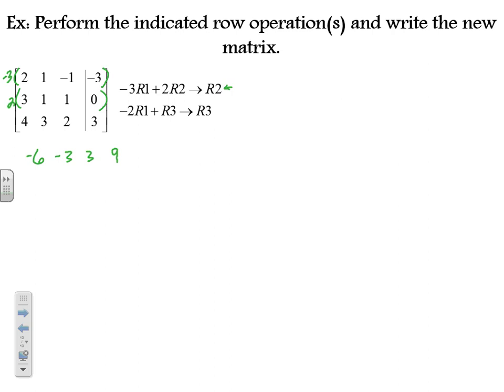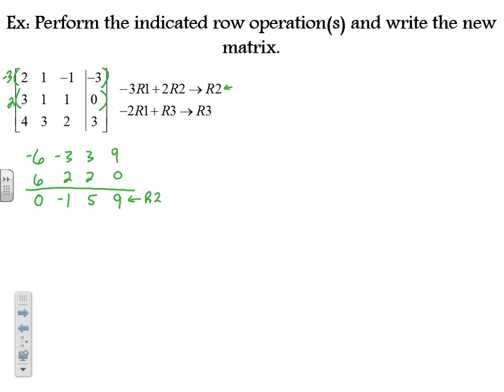So now multiply the 2 through the second row, and I'll get a positive 6, a positive 2, another positive 2, and a 0. And we're going to add those two together. So you see here, they give me 0. Here I get a negative 1. Here I get a positive 5 and a 9. And this is now row 2.